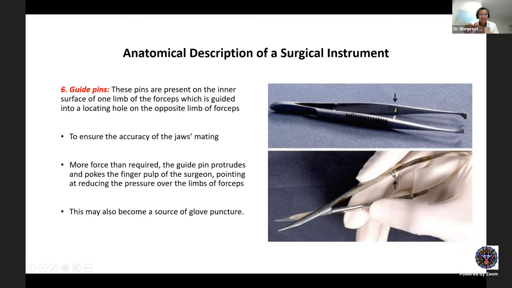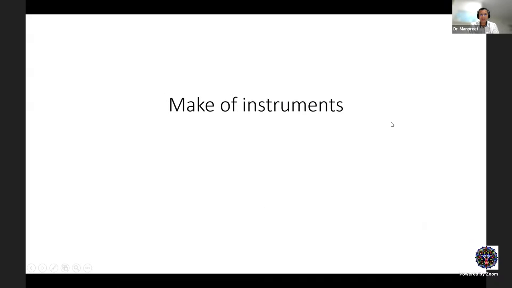Or if someone is putting more force than required, I think the fresh junior residents probably must be feeling the pinch sometimes, if they try to grab the tissue with more force, then this pin will protrude and it will poke the pulp of the finger. And it may also become a source of glove punctures. So be careful while doing surgeries, especially on positive patients. So basically these are the guide pins. If anyone asks, this is a guide pin. So this is how the instrument is described in those five parts. And the sixth one is the guide pin, which you can remember.